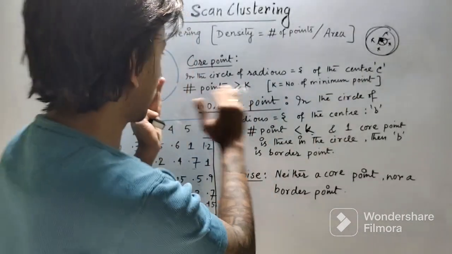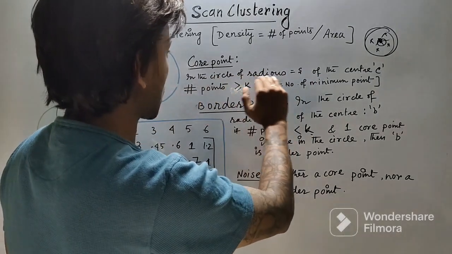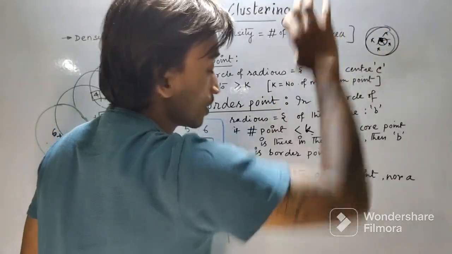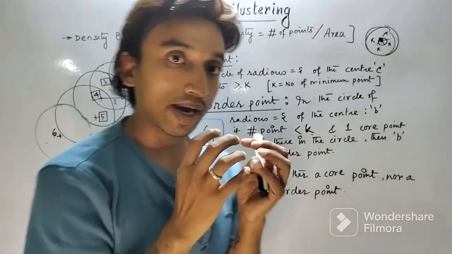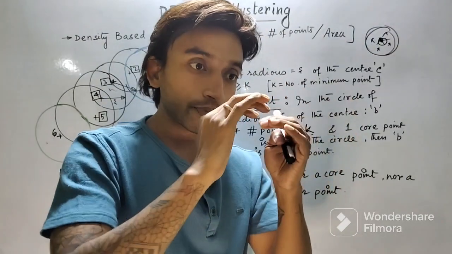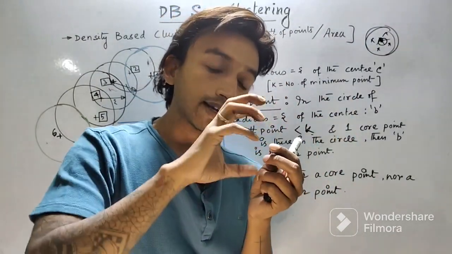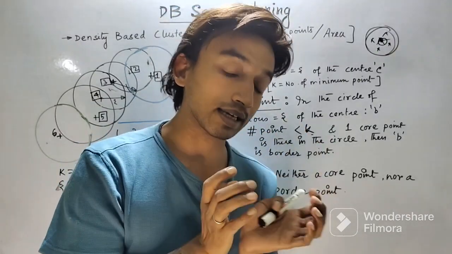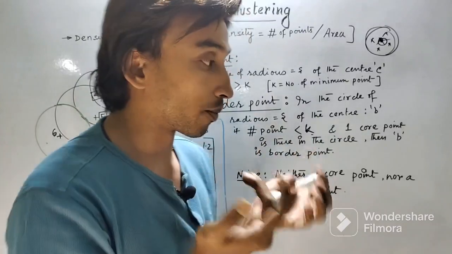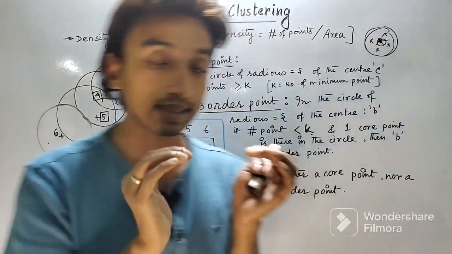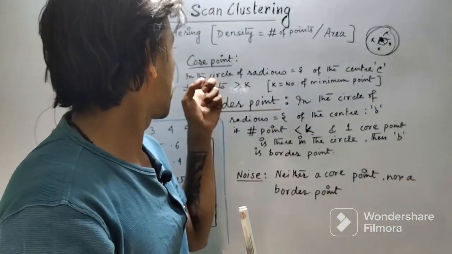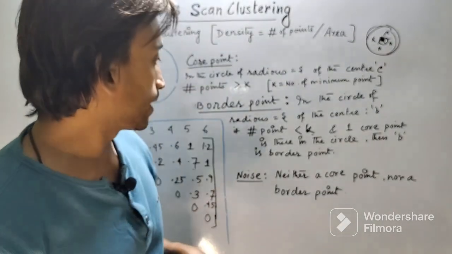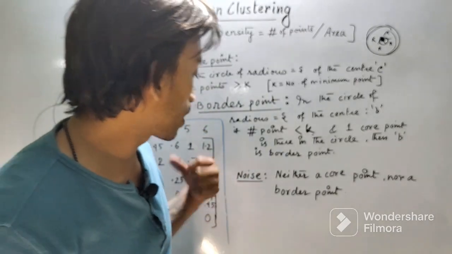So go through it: in the circle of radius epsilon of the center C, the number of points should be greater than or equal to k. Say you have defined that there should be a circle with number of points greater than or equal to 3, then the center of that circle will be considered the core point. If k equals 3, then that will be defined as the core point. If the point is not a core point, either it will be a border point or noise.